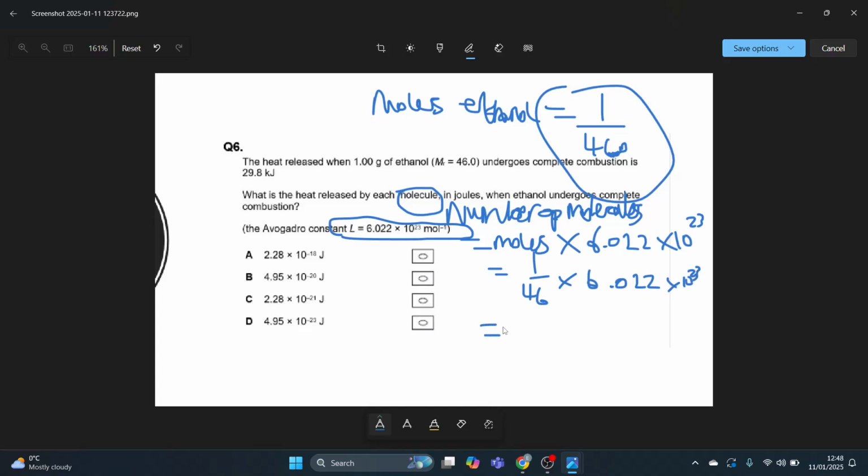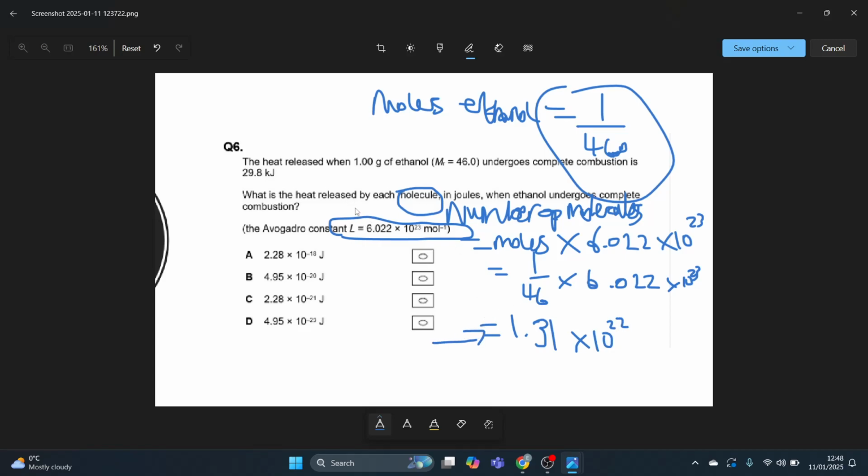That will give me the moles as 1.31 times 10 to the power 22. Now that is the number of molecules.